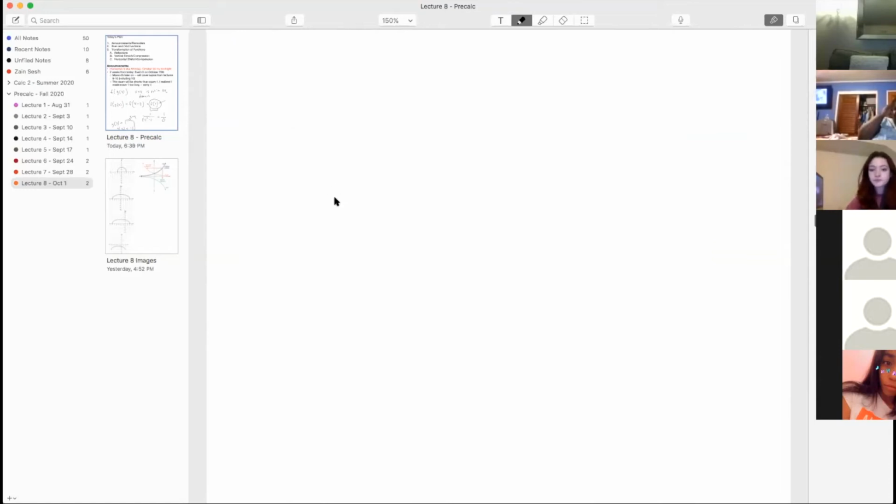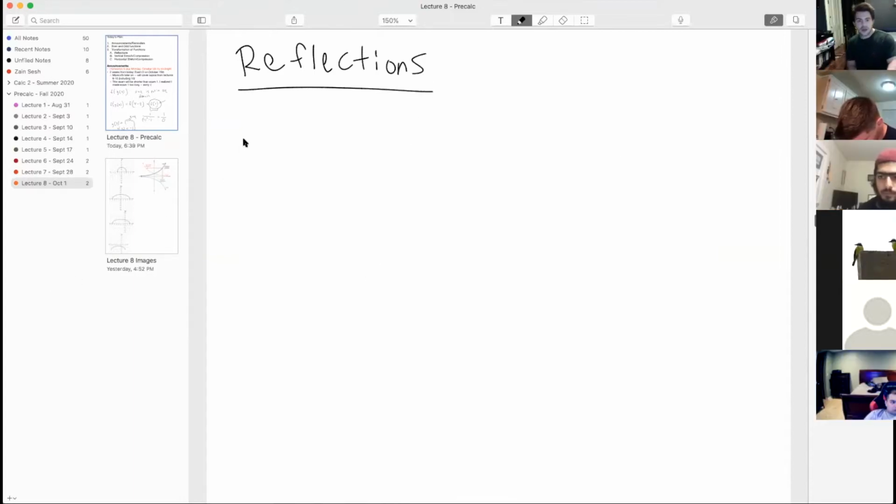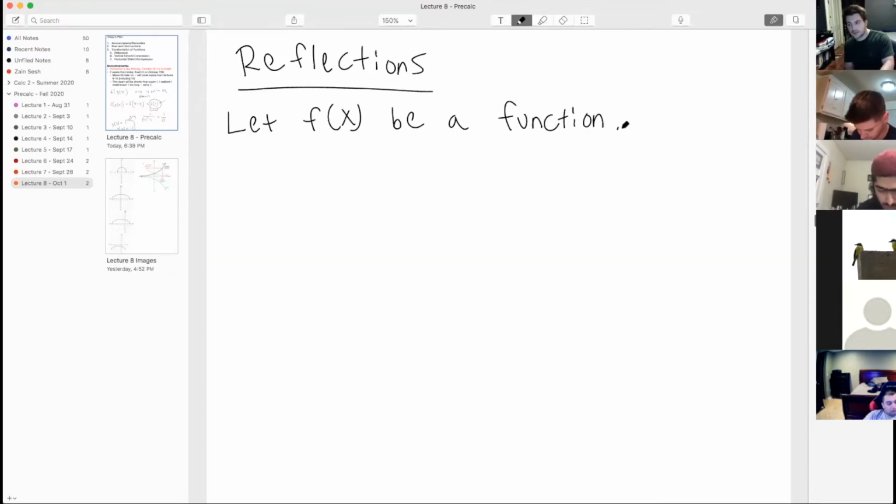All right, so we're just going to continue with our transformations, and the first one we'll start with is reflections. Okay, so what is a reflection? As always, let f(x) be a function, any function, and we're going to do some transformation to this. So, minus f(x).